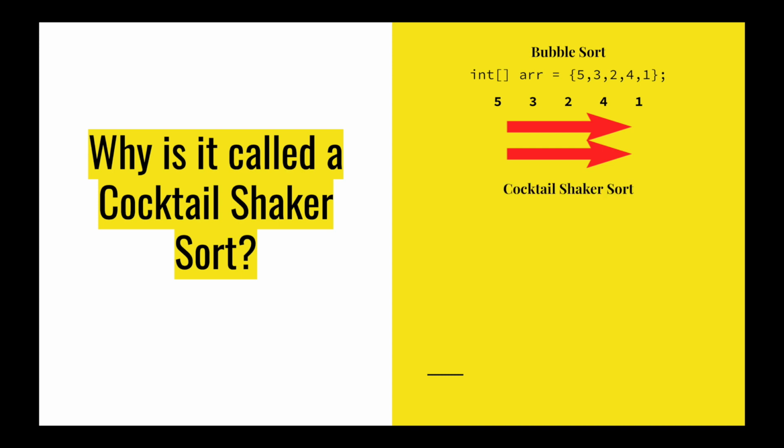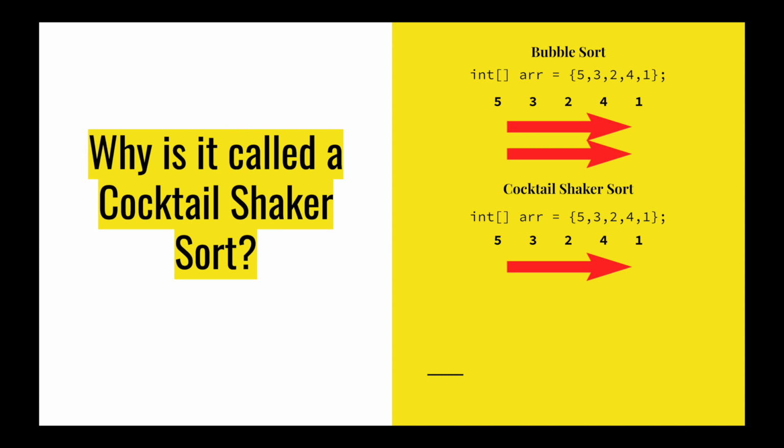The cocktail shaker sort is a variation of the bubble sort and is also known as a bidirectional bubble sort. It's called that because the cocktail shaker sort functions in two directions rather than the one direction that the bubble sort works in. Let's see how this cocktail shaker sort handles this same array. Like the bubble sort, the cocktail shaker sort begins with the leftmost element of the array and swaps the pairs that are in the wrong order as it moves to the right.